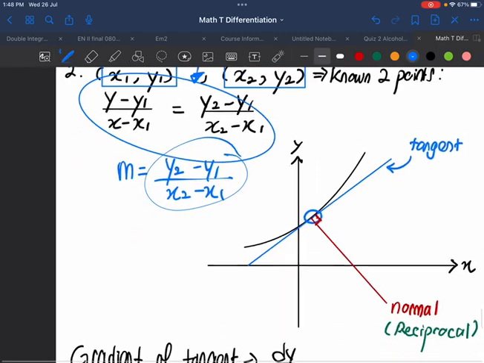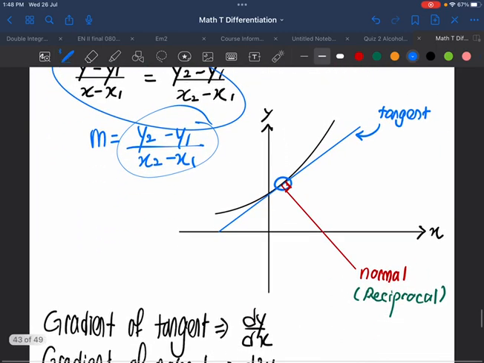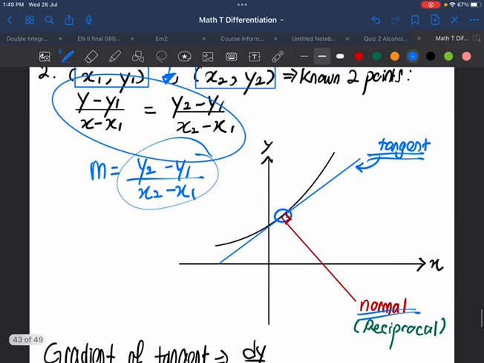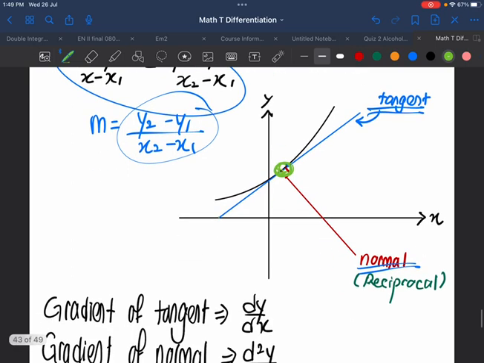In STPM, they usually ask for the equation of tangent and the equation of normal. So what is the equation of tangent? Let's say you have a curve here, I really draw nicely. And tangent, what is tangent? A tangent is a straight line that touches a single point on the curve, and it only touches once and never really crosses. Normal is the line perpendicular to the tangent, or we know it as the negative reciprocal of the tangent's gradient.